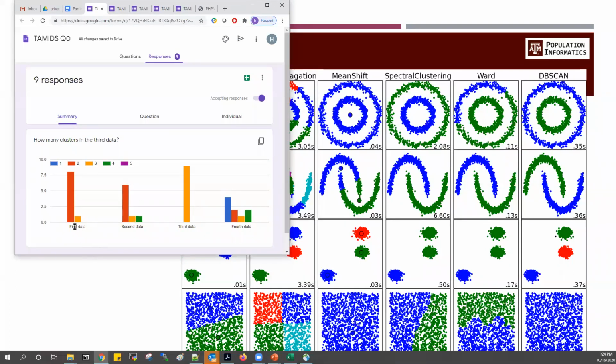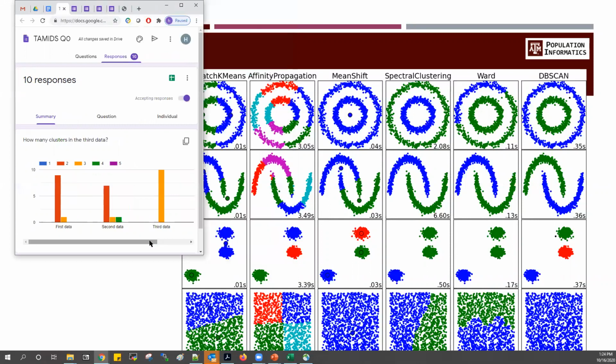The first data set we have, let's see, is this coming in terms of percentages? Yes. So 8 people think 2 in the first data set. 1 person thought 3. In the second data set, 6 people thought 2. 1 person thought 1. Another person thought 4. It just depends on which one you're looking at. And then the third one, actually, everybody agreed. Probably 3. Right? 3 groups here.